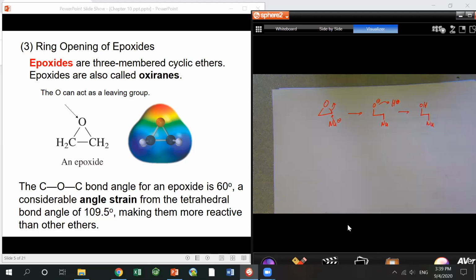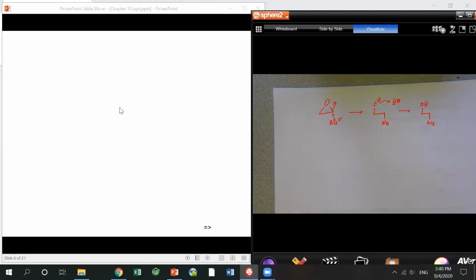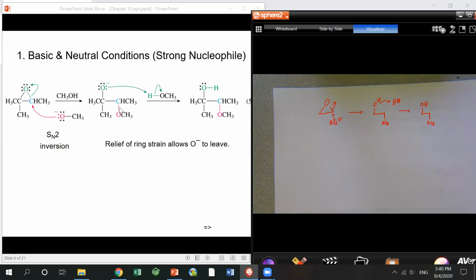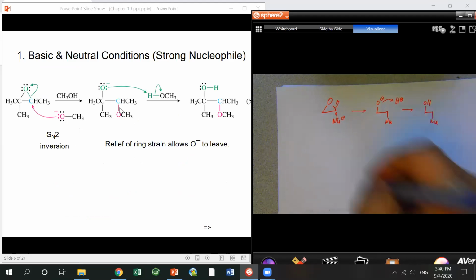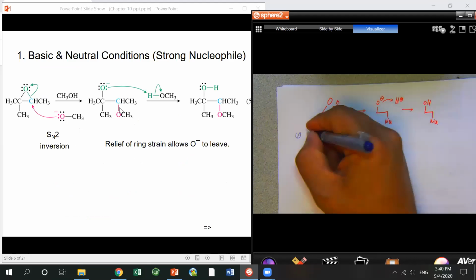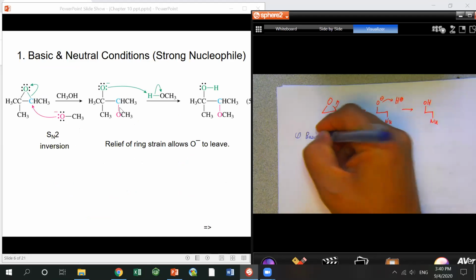So that's a very special case. Now we come to a tricky thing for this reaction. The ring opening of the epoxide can happen under basic or neutral conditions and also acid conditions. These two conditions follow different mechanisms and differ a little bit in their regioselectivity. So we first do basic and neutral conditions.